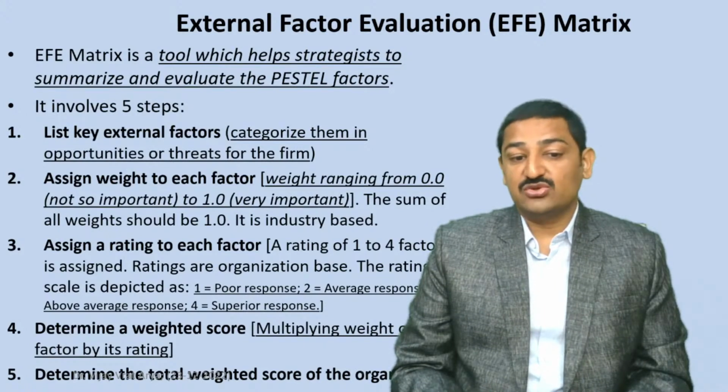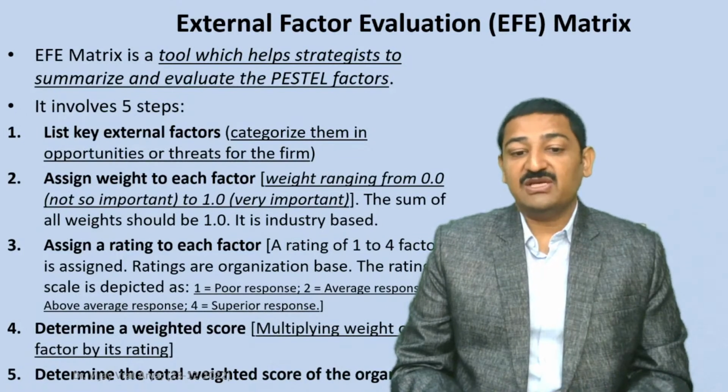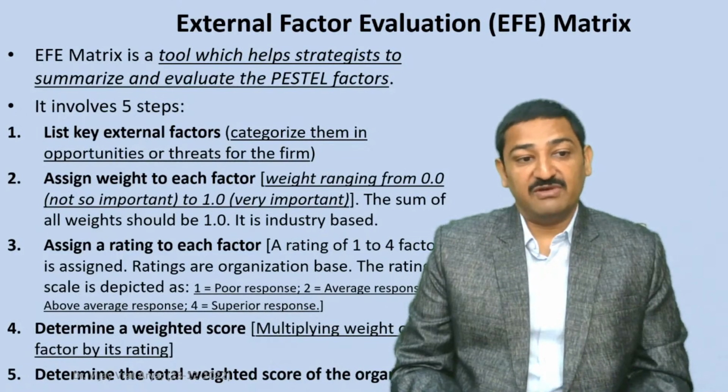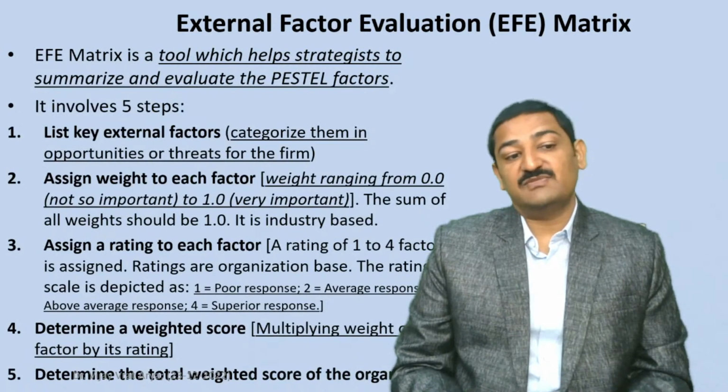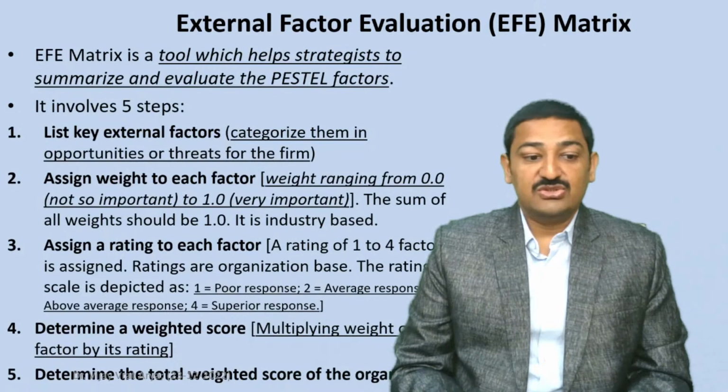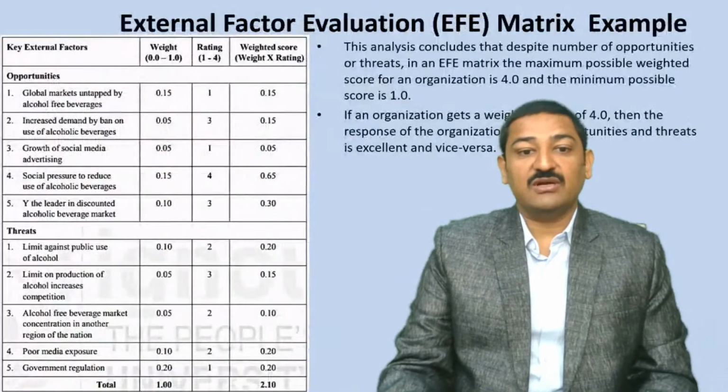Once the rating has been assigned, now the strategist needs to define the weighted score, which is the multiplication of the weight we have given in step 2 and the rating that has been given in step 3. Once it is multiplied, based on that, we can determine the total weighted score of the organization.